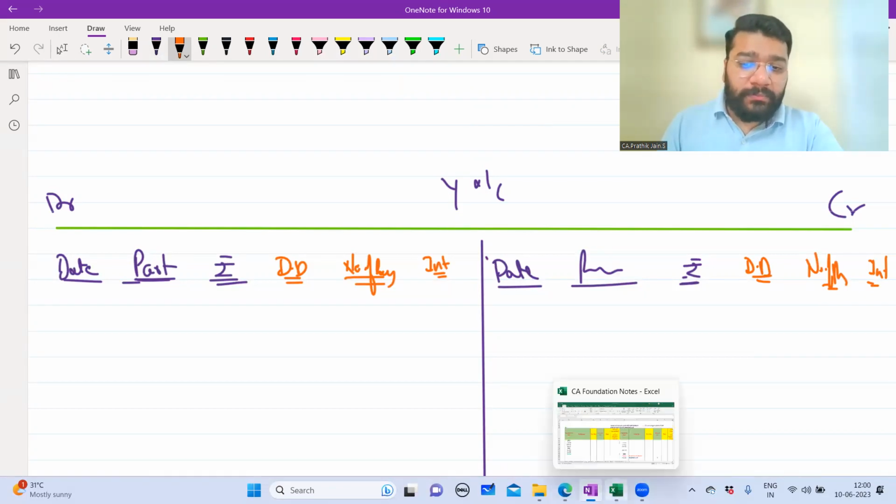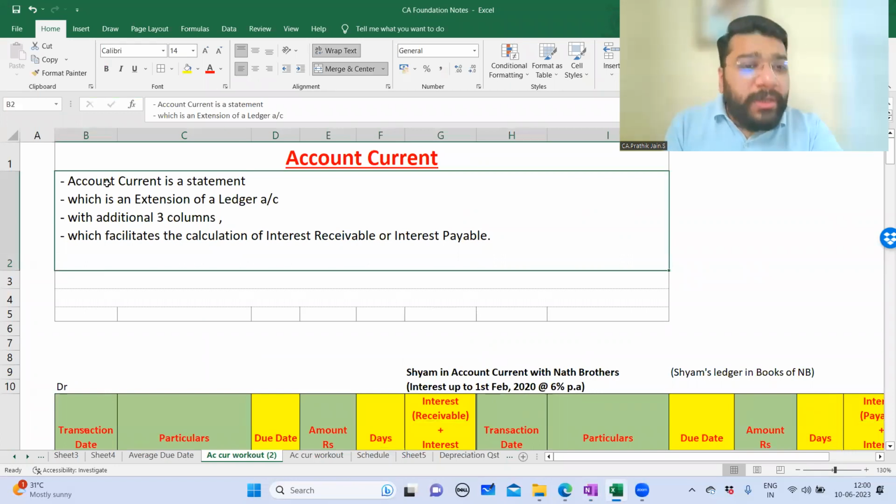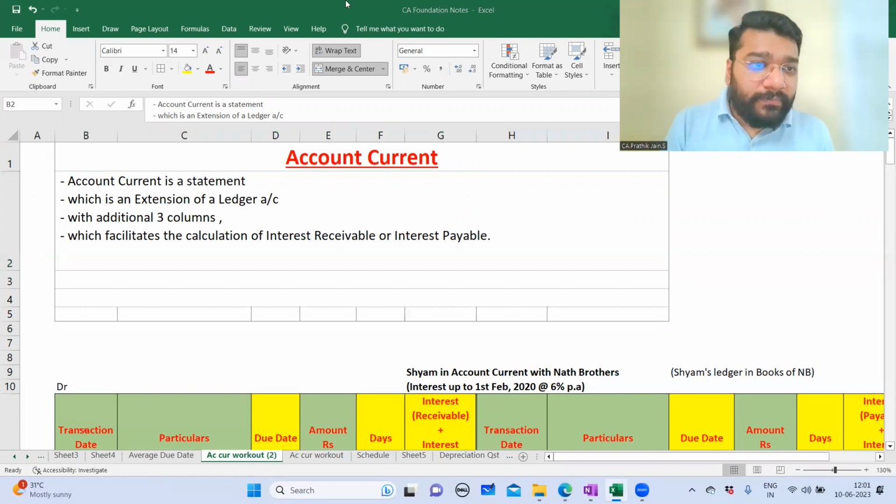So, coming back, what is account current? Account current is a statement which is an extension of a ledger. Can I say this is an extension of the ledger? In the ledger you had three columns on each side. Now it has become an additional three columns, totally six columns on each side. So can I say it is an extension of the ledger, online people? Hello? Yes or no? Yes, sir.